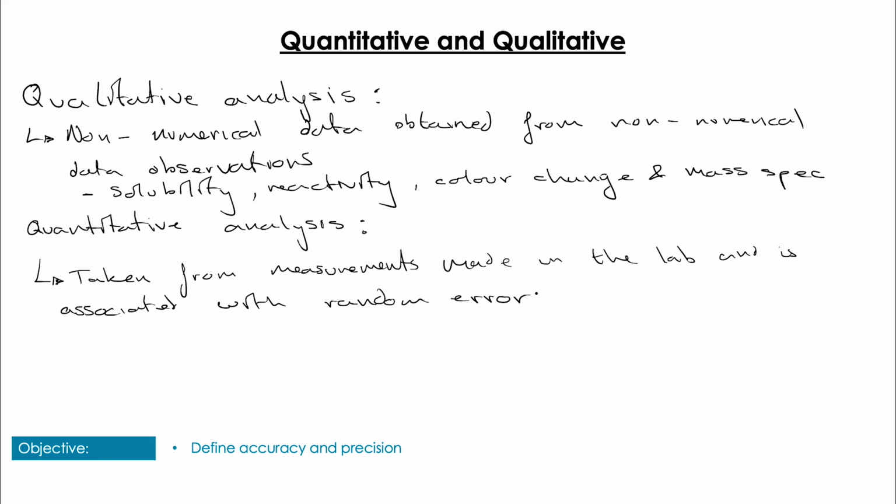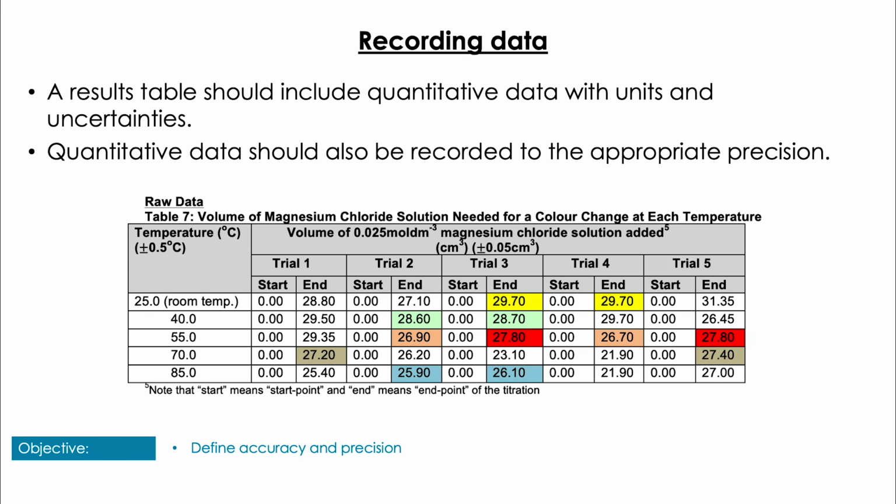This means it's important the way that we record that data. So results tables should include the quantitative data with units and uncertainties, and this should be recorded with appropriate precision. Now that will be determined by the pieces of equipment you used. You can see in this table here, no units are included in the body of the table, all of the units and uncertainty are in the title cells, which allows us to see that we've used appropriate precision in our recording.